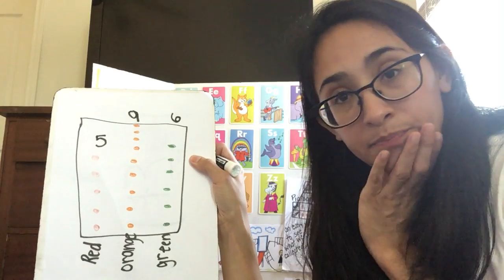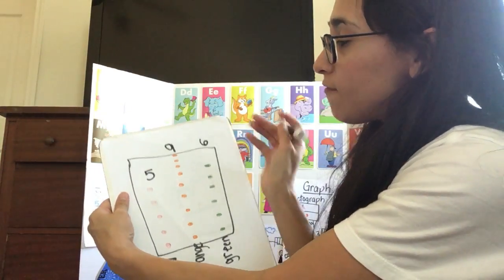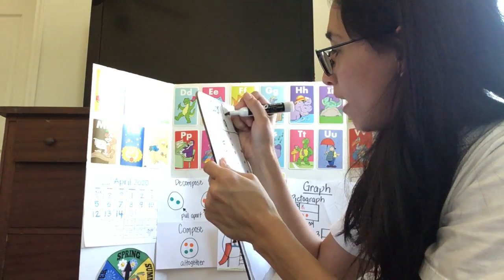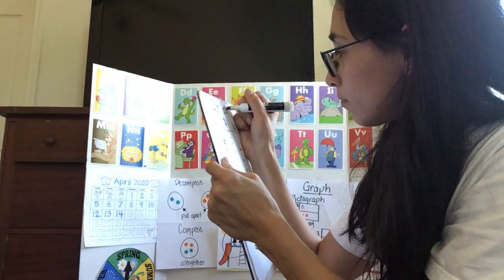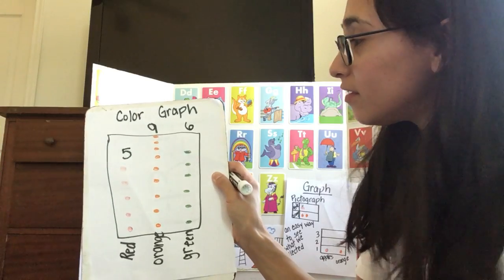How did we sort them? By color. So I can label my graph as a color graph. Is that neat, my friends?